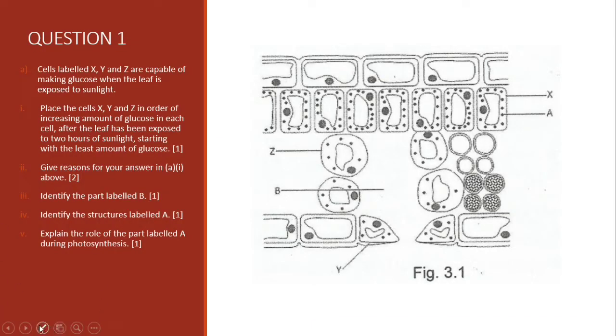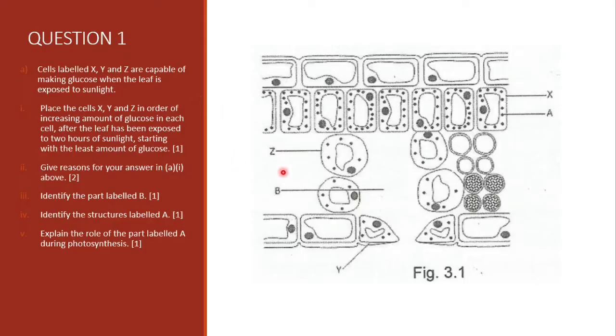Okay. So cells labeled X, Y, and Z are capable of making glucose when the leaf is exposed to sunlight. That's the information that we've been given. In short, cells X, Y, and Z are able to synthesize glucose. They're able to carry out the process of photosynthesis, making glucose when the leaf is exposed to sunlight.